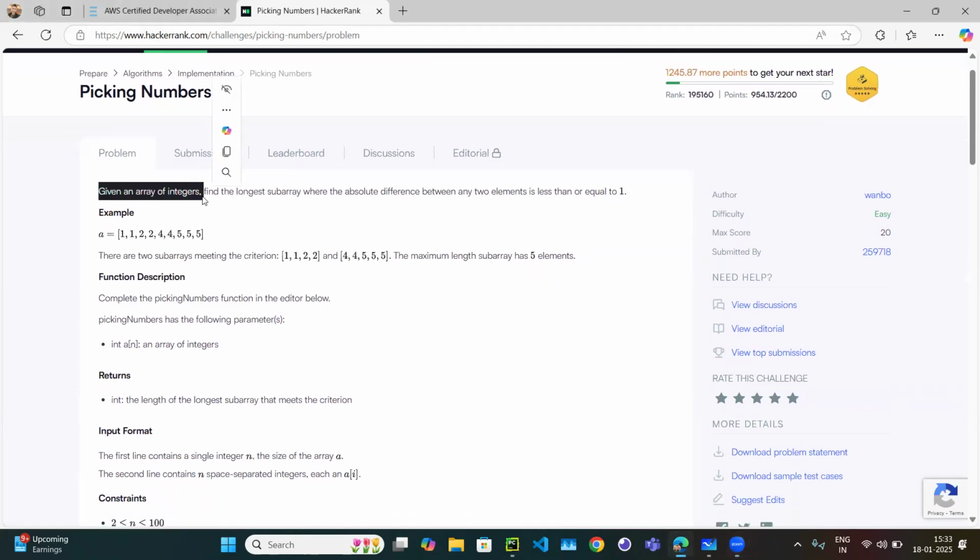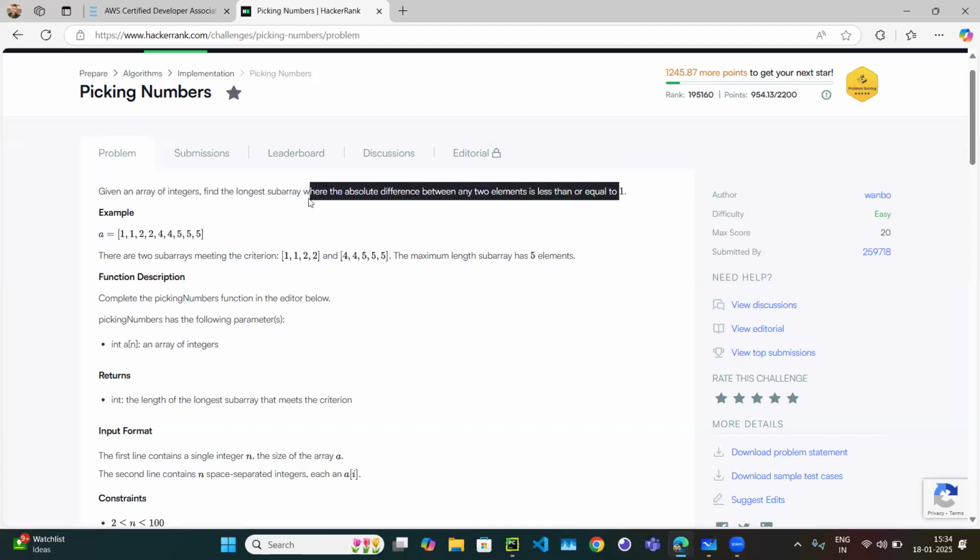Given an array of integers, so you have some array given which contains integers. Find the longest sub-array where the absolute difference between any two elements is less than or equal to 1. They said, where the absolute difference between any two elements is less than or equal to 1. So as an example, you have this array. What are all the sub-arrays?